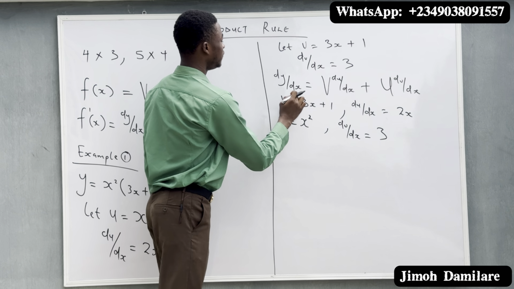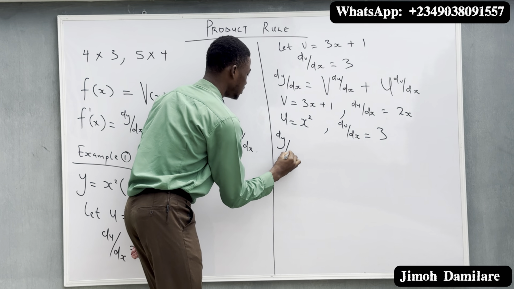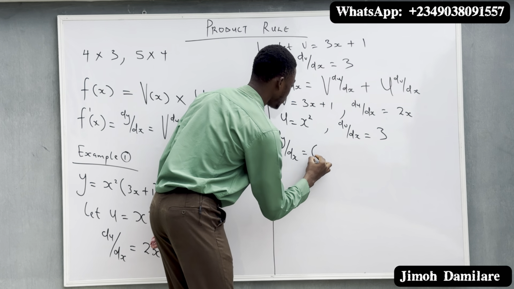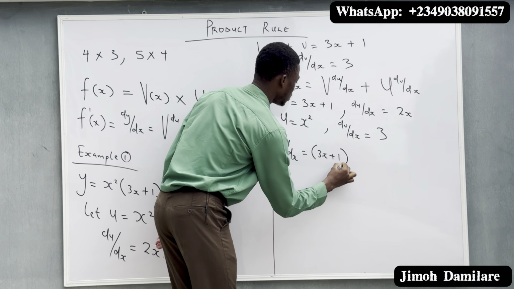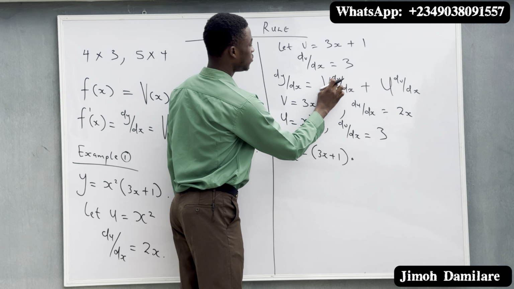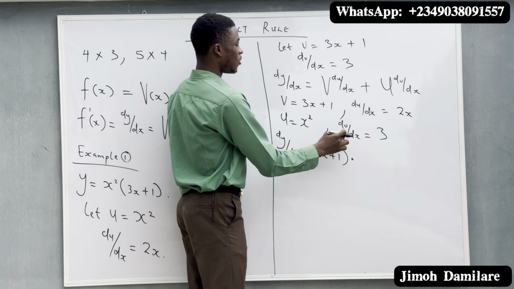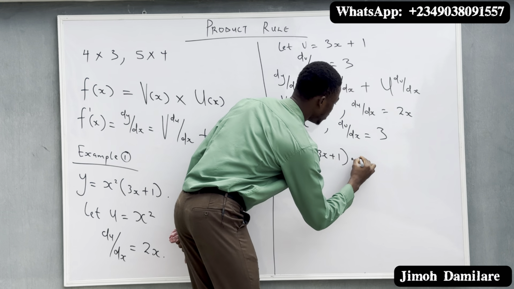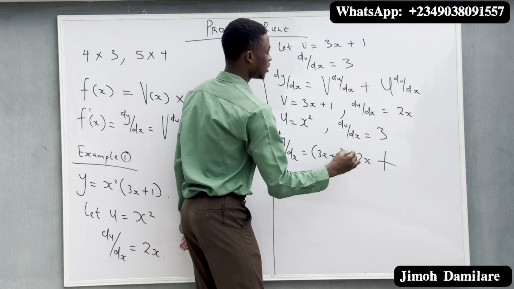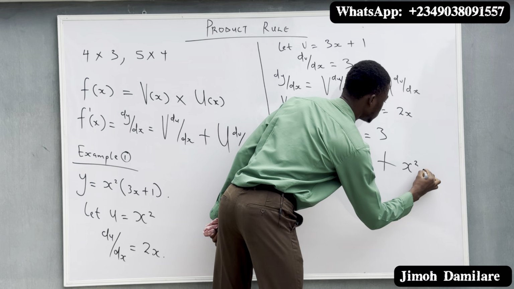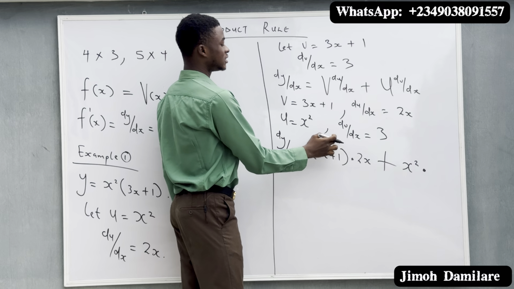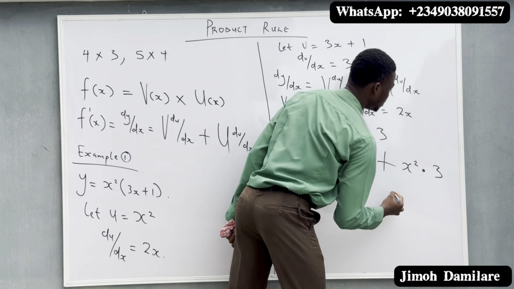So now we can bring all these into our formula. We have dy over dx to be equal to, so what is our v? Our v is 3x plus 1. So we have open bracket 3x plus 1, dot. This dot is standing as a multiplication. It is multiplying du over dx, which in this case is 2x. So we have dot 2x plus, and what is our u? Our u in this case is x squared. So we have x squared dot, which is also standing as a multiplication. It is multiplying dv over dx, which is equal to 3. So we have 3 in this case.